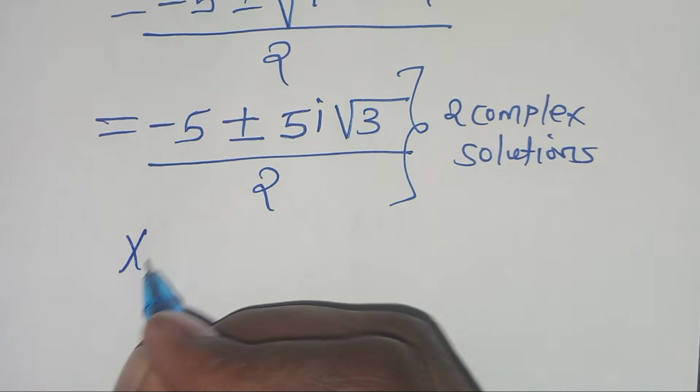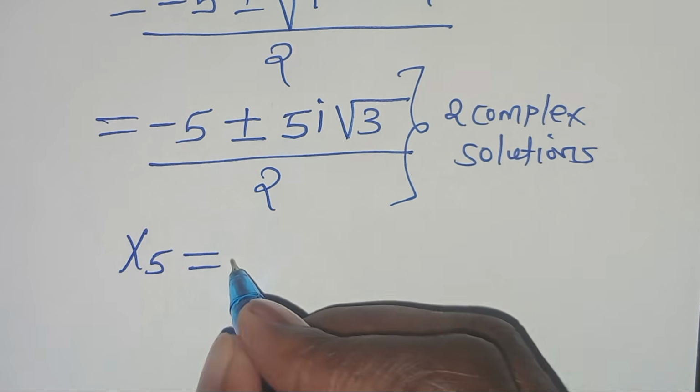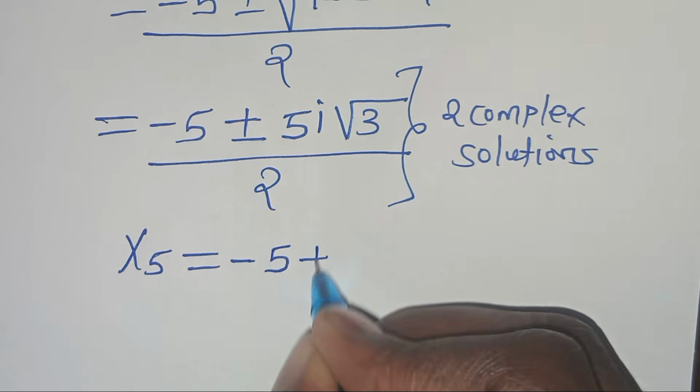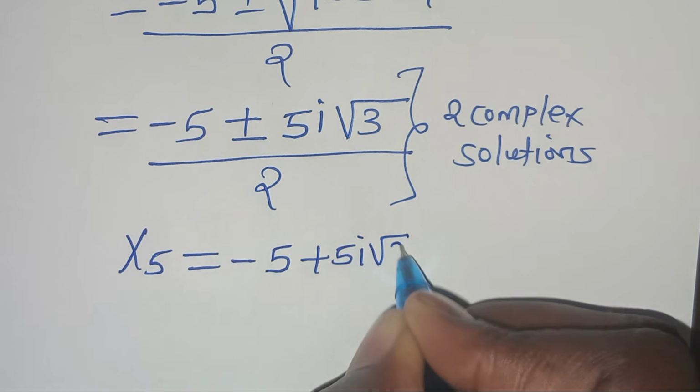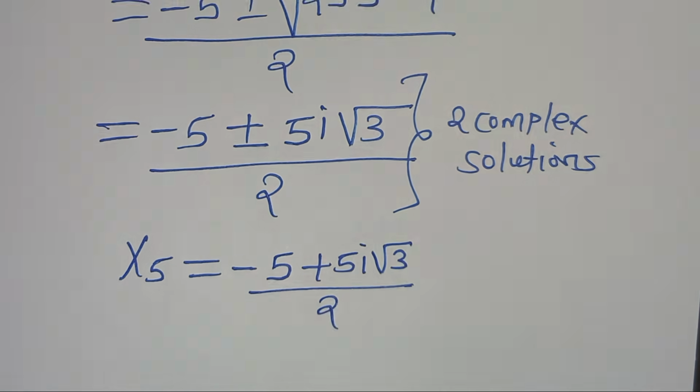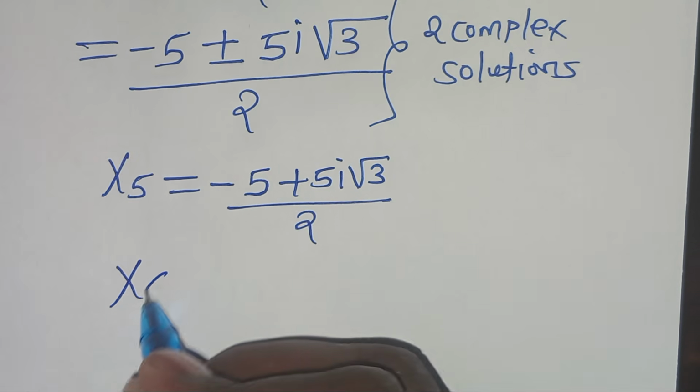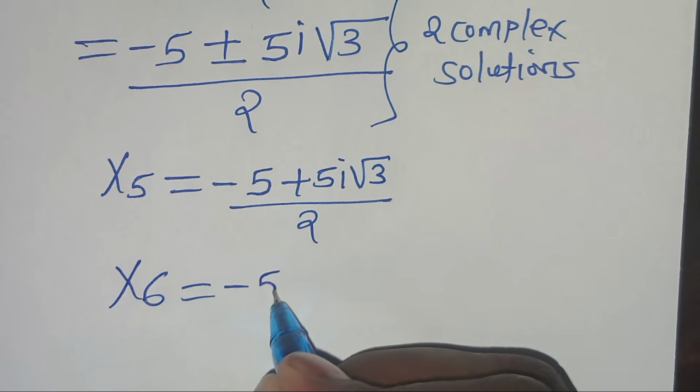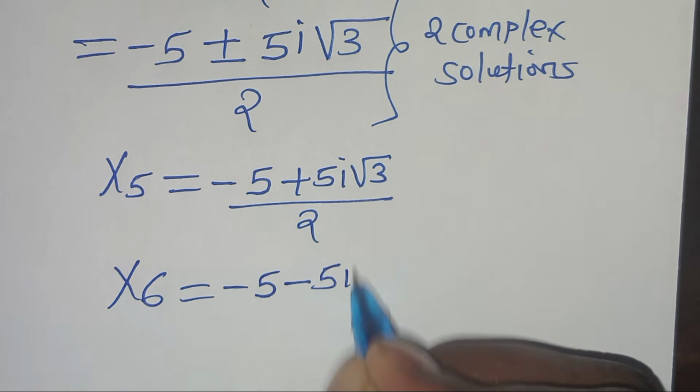So we have x5 equal to minus 5 plus 5i square root of 3 divided by 2, and x6 equal to minus 5 minus 5i square root of 3 divided by 2.